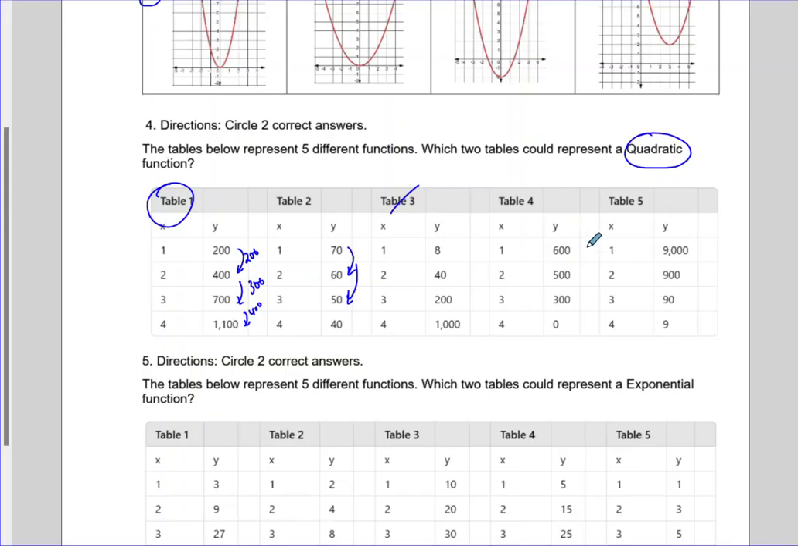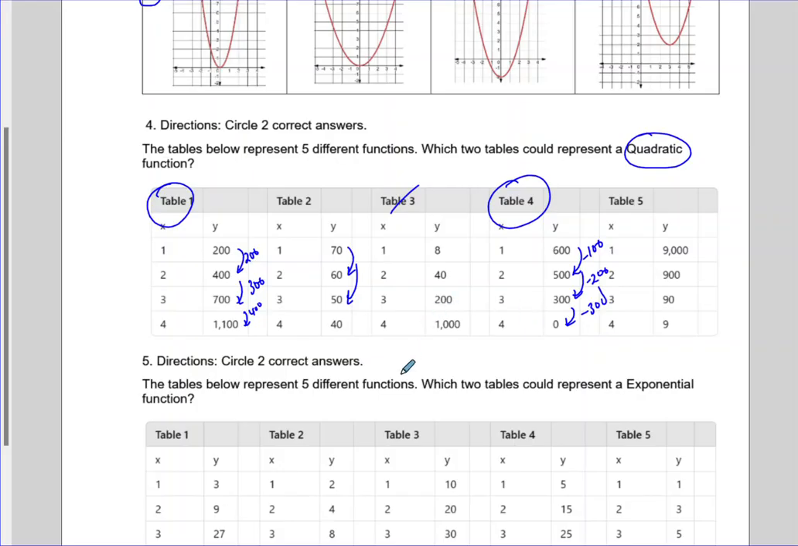This is going up way too fast. This is an exponential, and then this is going down by 100. This is decreasing by 200. This is decreasing by 300. So this is another quadratic. This is decreasing way too fast. So it's going to be an exponential. Okay, so that's the two quadratics.